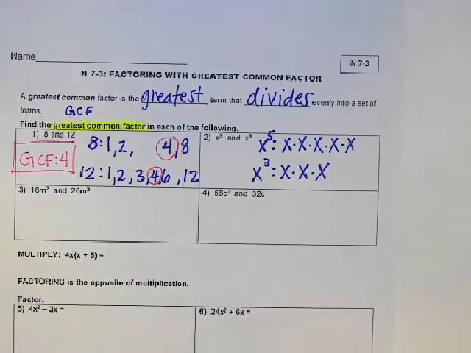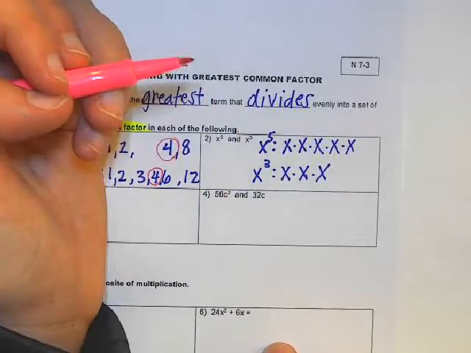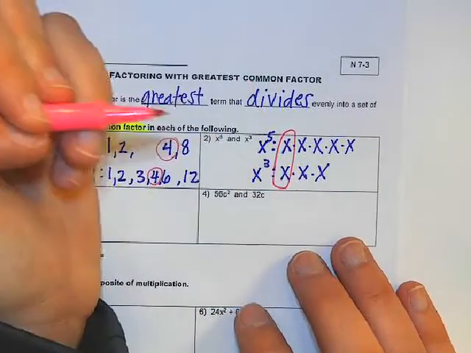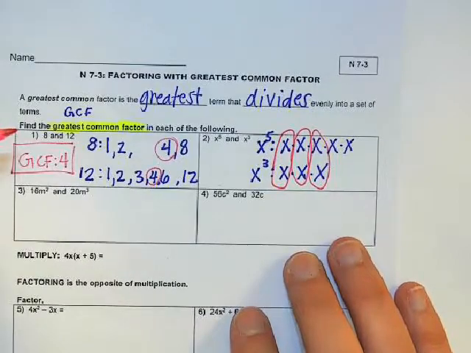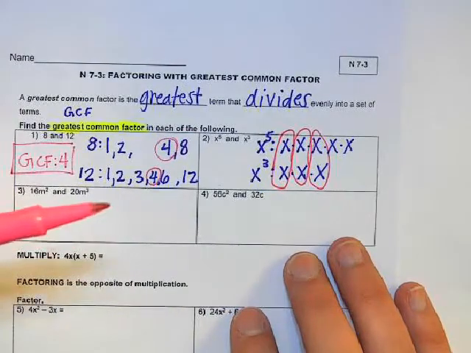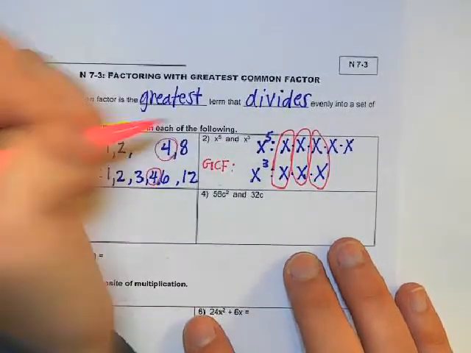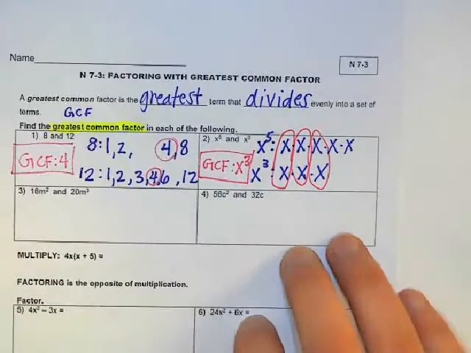Now, I want to know my greatest common factor between x to the fifth and x cubed. How many do they both have in common? They both have this in common, this, and this. So my GCF, how many do they have in common? X to the third. They both have 3 in common.